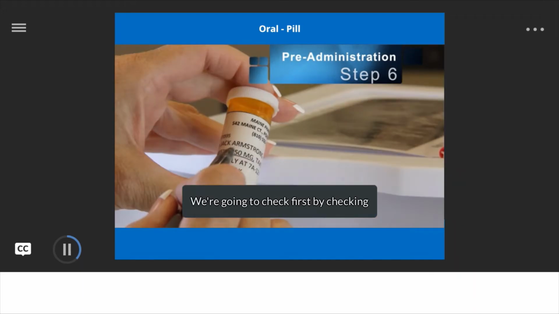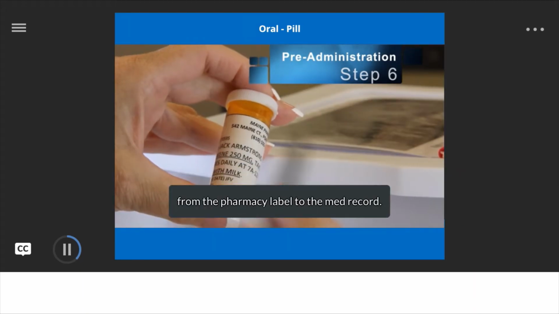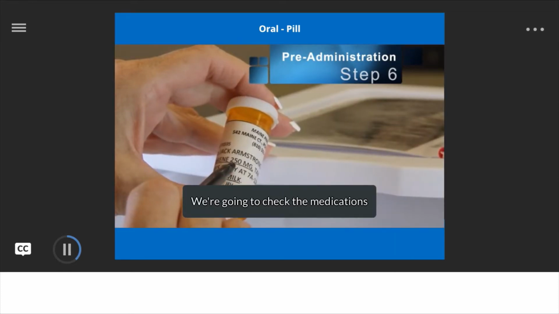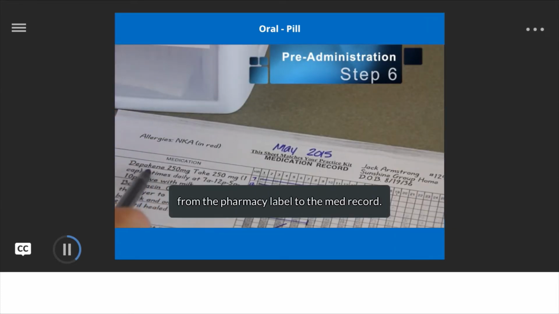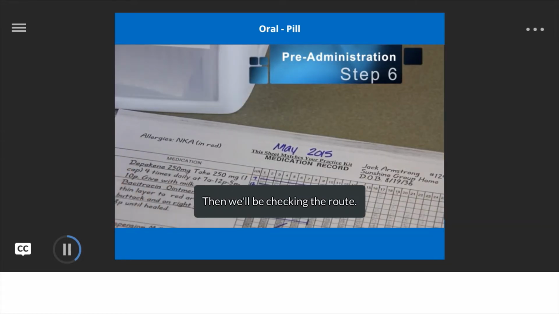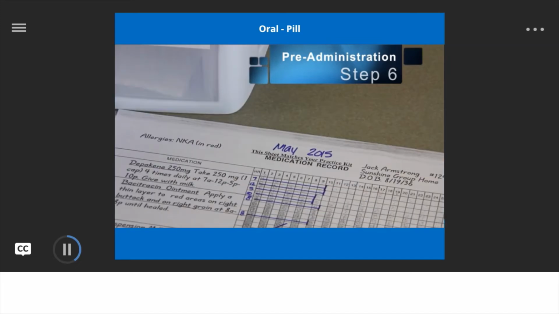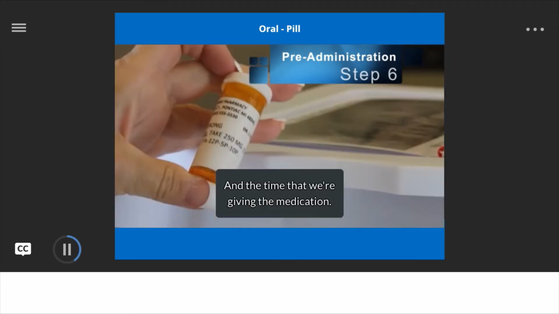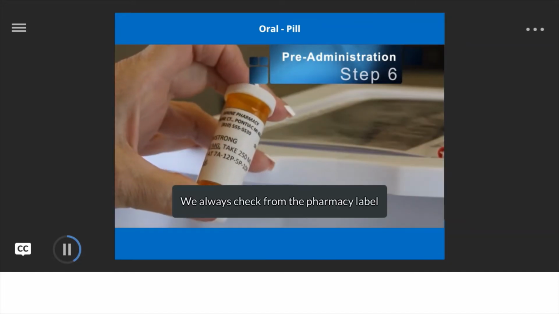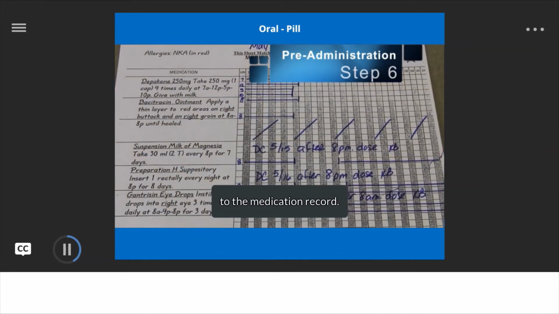We're going to check first the name of the individual from the pharmacy label to the med record. We're going to check the medications from the pharmacy label to the med record. We're going to look at the dose of the medication. Then we'll be checking the route and the time that we're giving the medication. We always check from the pharmacy label to the medication record.